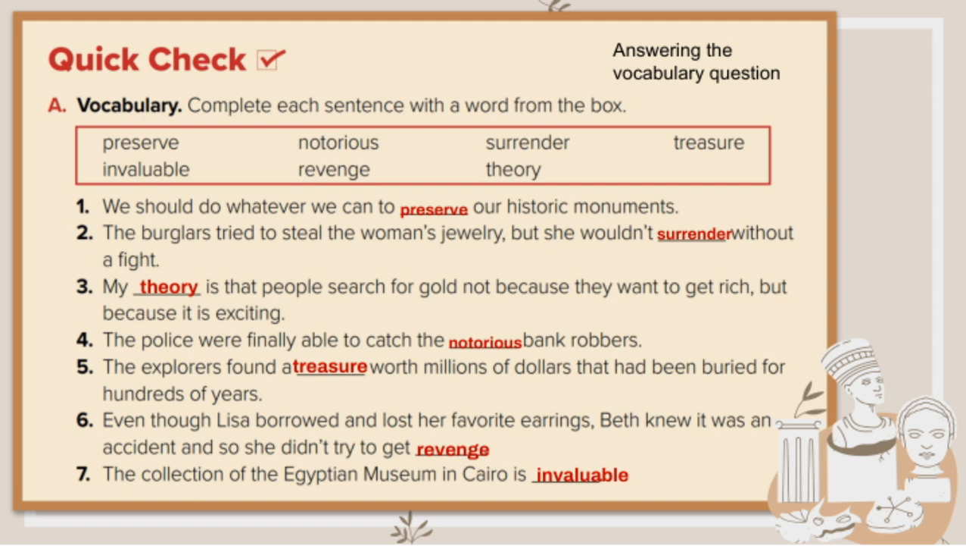Notorious describes someone or something that is famous in a negative way, often for bad reasons. Think of a villain or a scandal that makes someone notorious. Then we have theory. This is an idea or a set of ideas intended to explain something. Scientific theories, for example, help us understand the world around us.